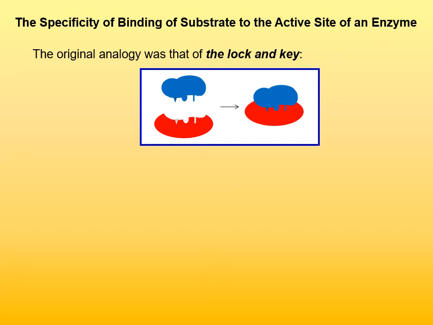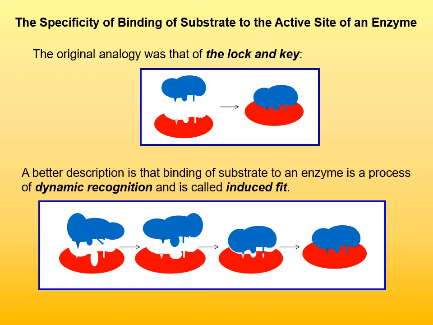Substrate is shown in blue and active site of enzyme in red. So in this case, there is a match between the shape of the substrate and that of the active site of the enzyme, and so they fit together like lock and the key and are held together through weak intermolecular interactions. As I said, this is considered to be an obsolete analogy or obsolete model. Much more modern and more accurate description is that of dynamic recognition or induced fit.